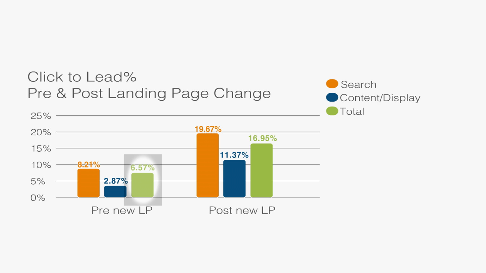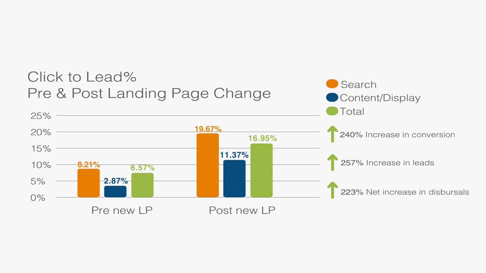To start with, our conversion rate went from just short of 7% up to 17%, which was a 240% increase in conversions, which as a net effect for the same budget spent gave us a 257% increase in leads, which we were really shocked about. We got a 223% increase in loan disbursals. So for the same budget, we had effectively almost 2.5 times increased the business to ICICI Bank Home Loans.